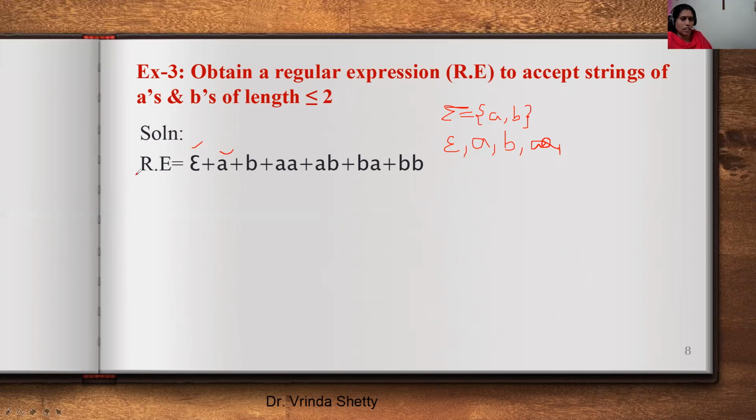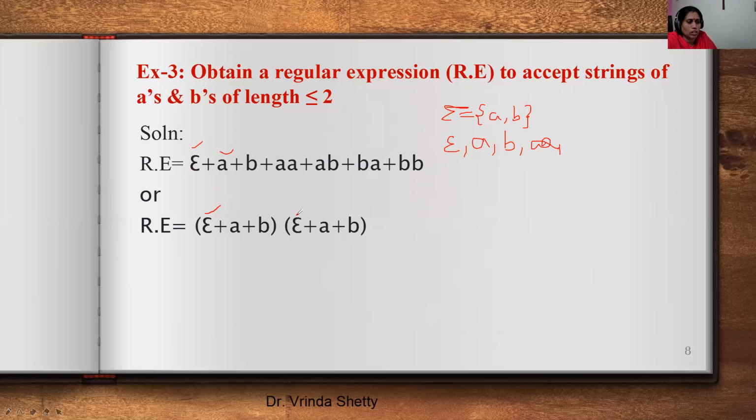So input alphabets a and b are there. Epsilon, a, b, aa, ab, ba, bb. So here if you check, all the string lengths are less than or equal to 2. Or even we can write it as (epsilon + a or b)(epsilon + a or b).